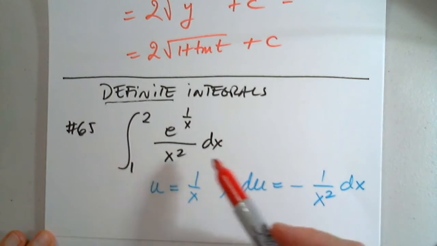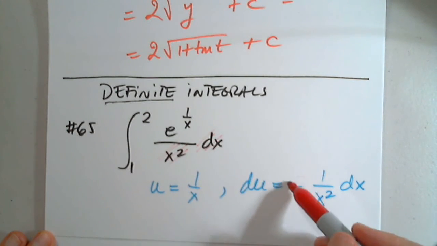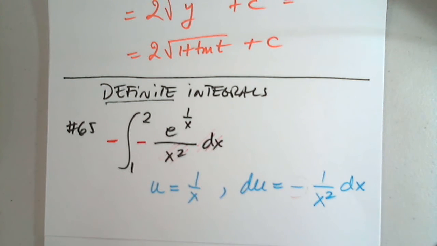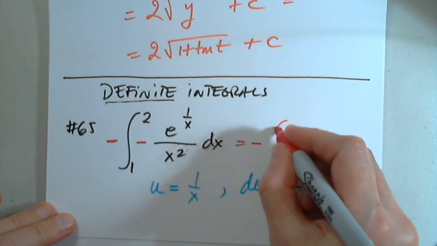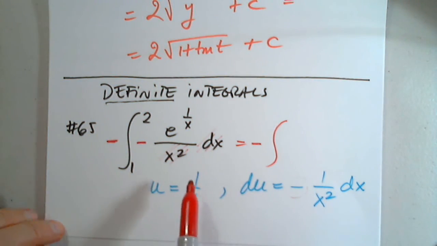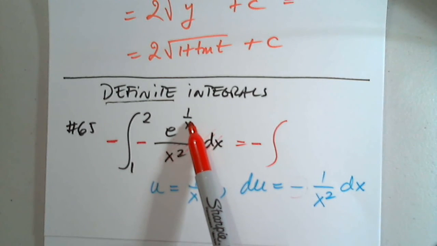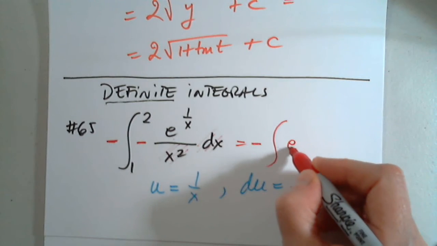I have 1 over x squared. I have dx. This is the only thing that is missing. Who cares? I can multiply by -1 twice. So I have a negative in front now. Do not copy the limits of integration, but tell me what I should write. E to what? 1 over u.